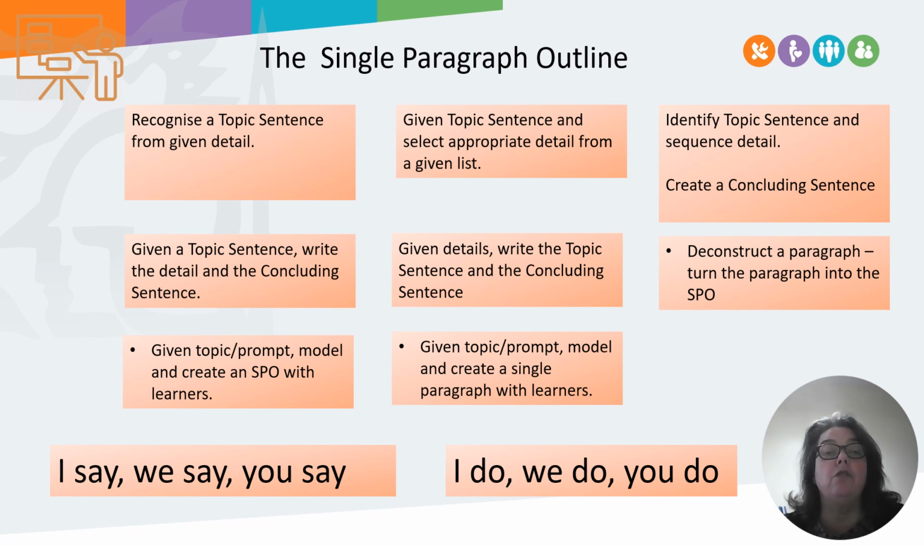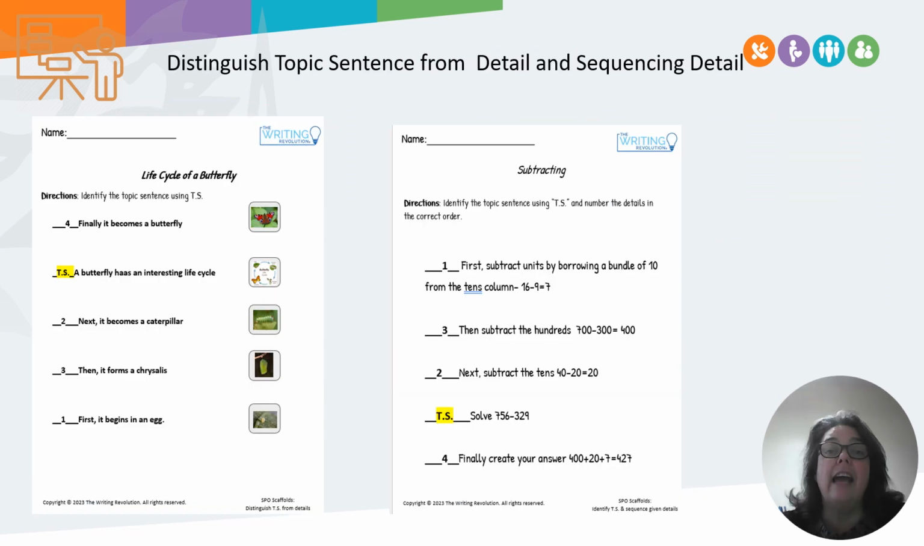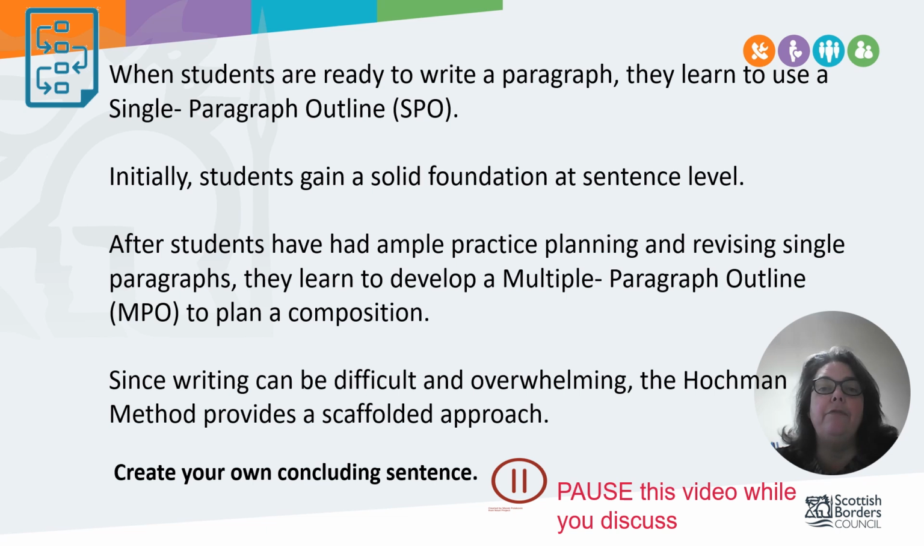Learners benefit from hearing your spoken thought process and when coming to work independently, imitate what they see and hear the adult do. The first scaffold activity is to ask learners to identify a topic sentence from given detail and then ask them to sequence the remaining detail sentences. This can be done using images or text and can work well across all curricular areas. Pause the video here and take a few minutes to look at these sentences. Identify the topic sentence, sequence the detail sentences, and then create a concluding sentence. Share your thoughts across the room and continue when you're ready.